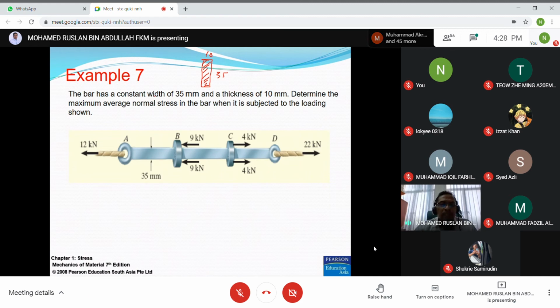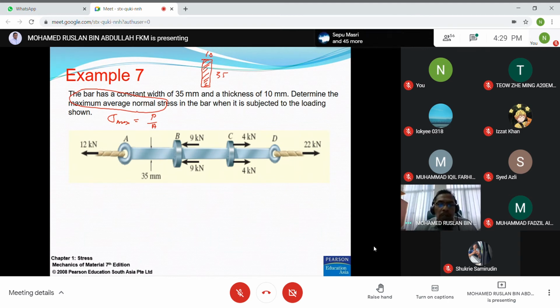Determine the maximum average normal stress. What is the maximum average normal stress? Sigma maximum equals P, or N, divided by A, in the bar when it is subject to the loading shown.